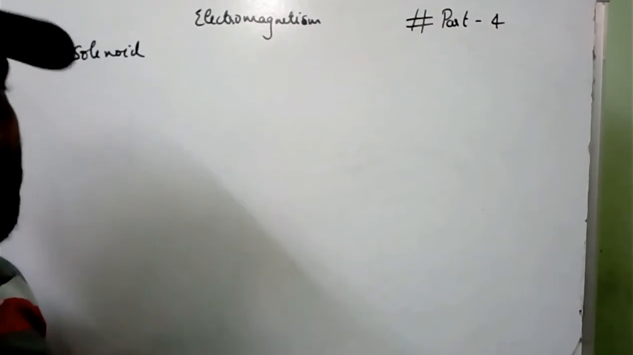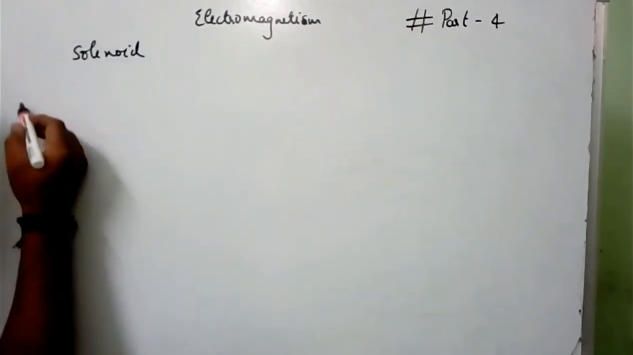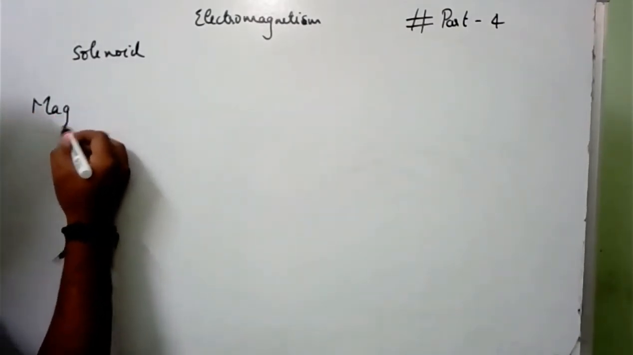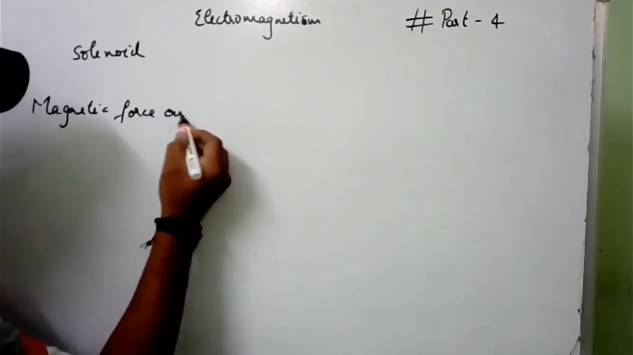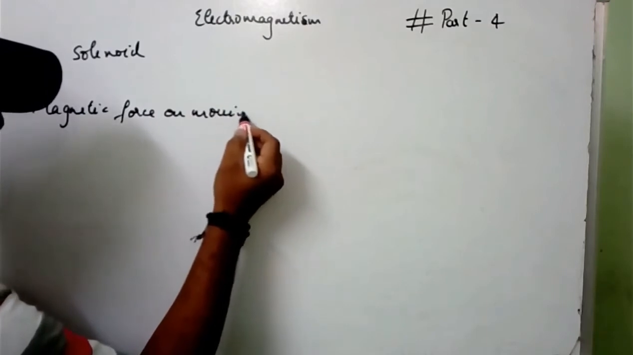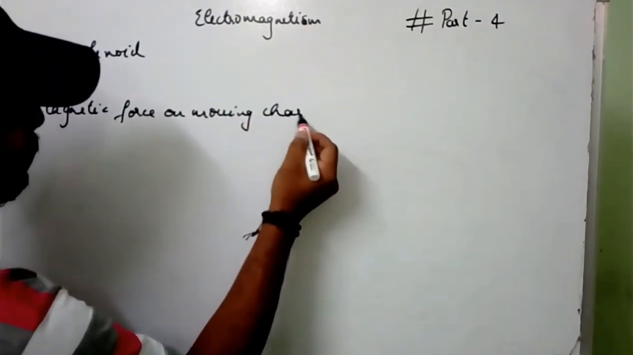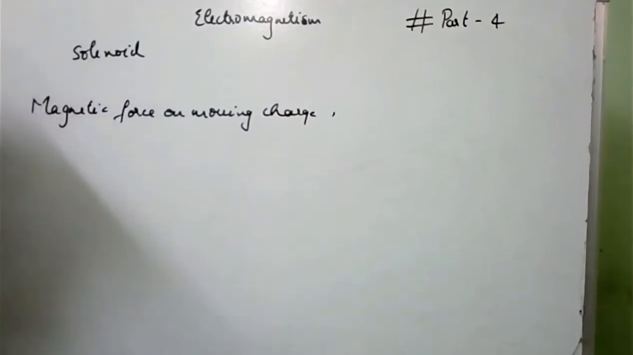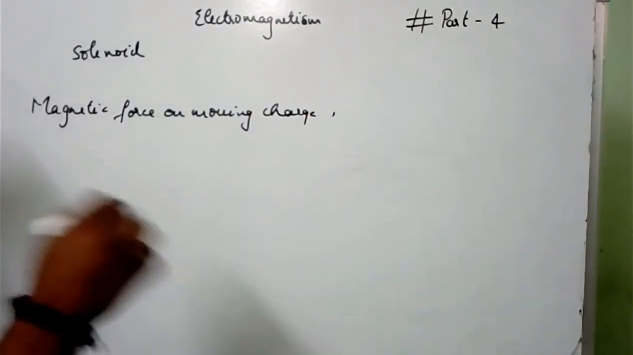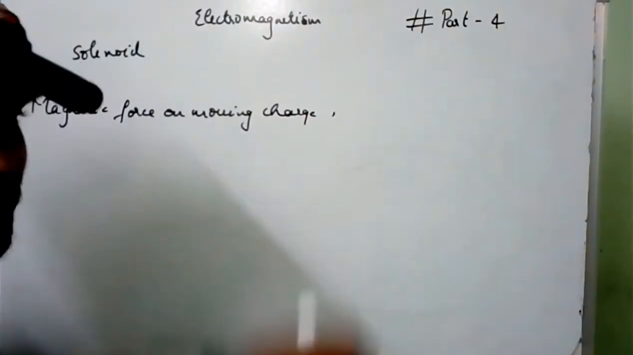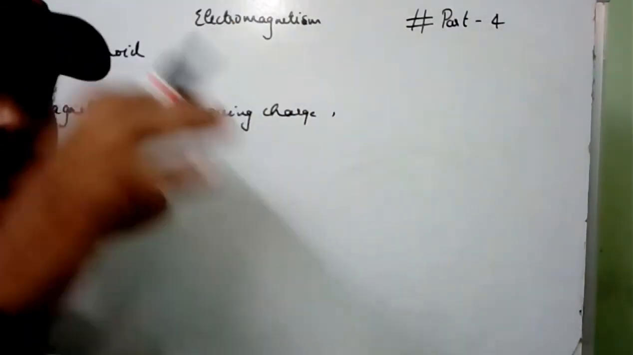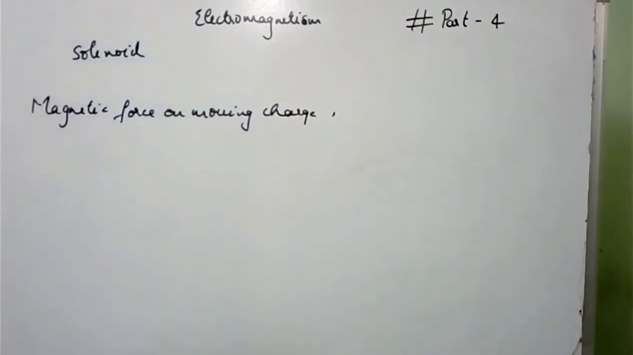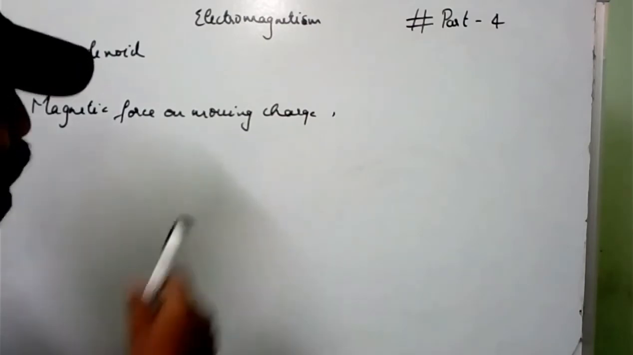Today we are going to learn about magnetic force. Magnetic force on a moving charge, or we can say on a current carrying conductor, a current carrying wire. What is the effect of magnetic force on a moving charge, or on a current carrying wire? Understood? So let's see one by one what this magnetic force on a moving charge is.